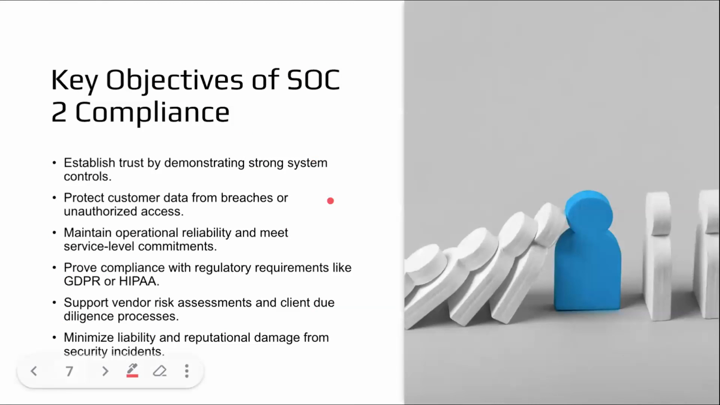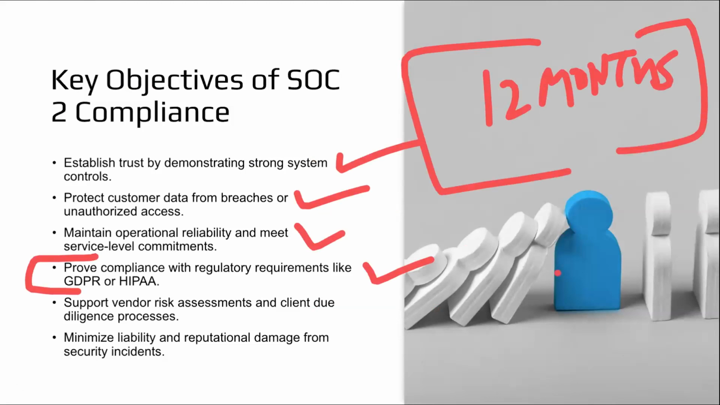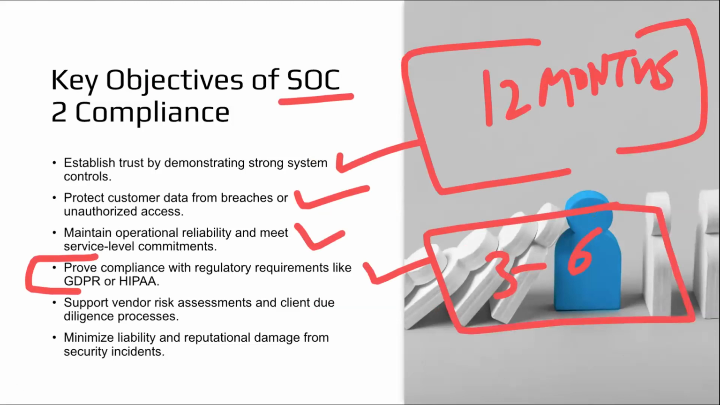Key objectives of SOC 2 compliance: establishing trust, making sure there are fewer breaches, operational reliability, meeting service level commitments, and providing compliance with regulatory requirements. If you implement SOC 2 Type 2, you're automatically compliant because it's very rigorous compliance. SOC 2 basically takes a minimum of 12 months in any organization, not before that. ISO usually takes 3 to 6 months, but SOC 2 takes a lot of time. It's time consuming.